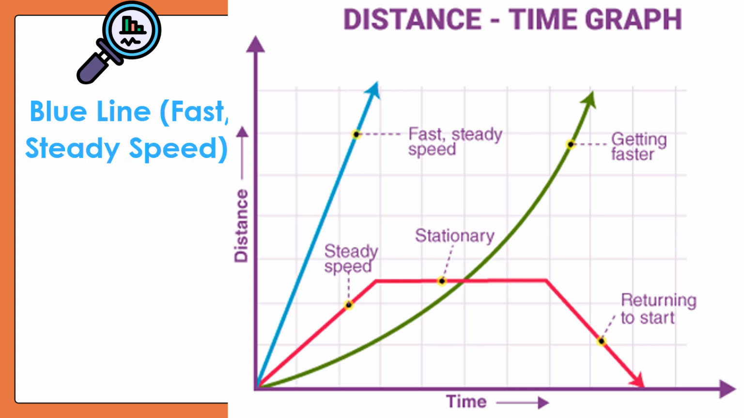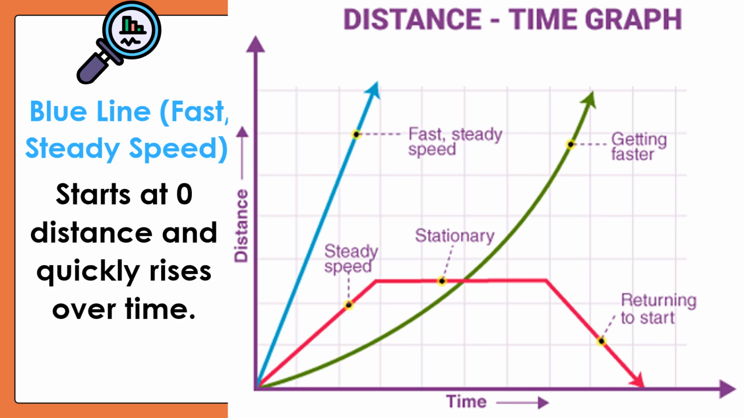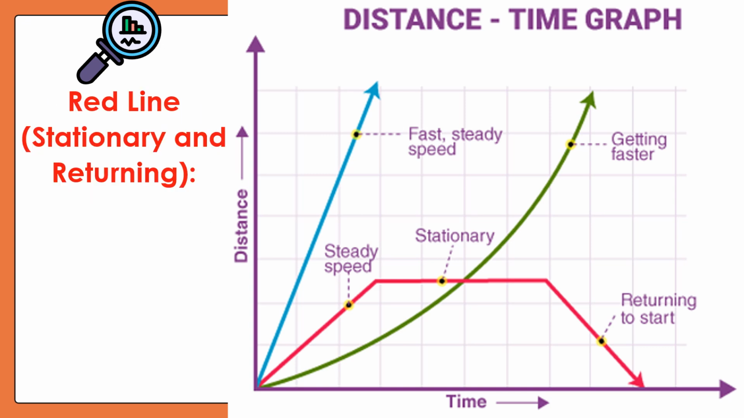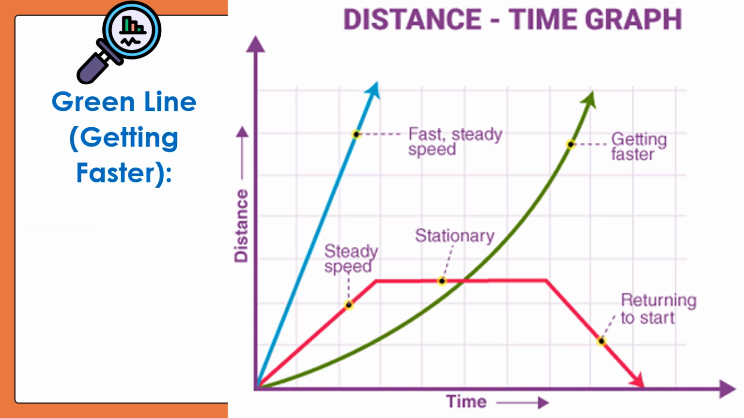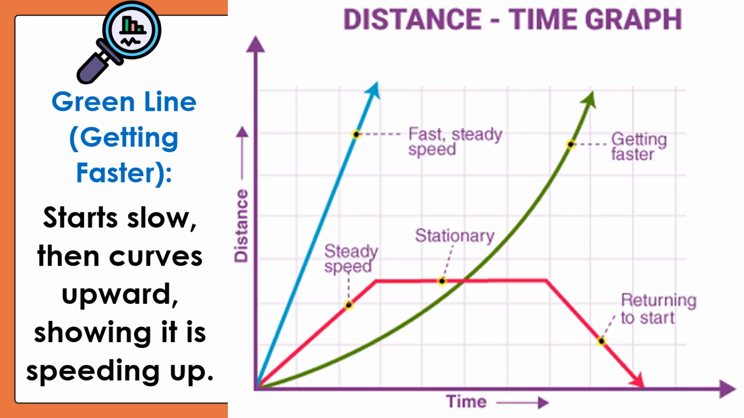Blue line is the fast, steady speed. Starts at 0 distance and quickly rises over time. Red line is the stationary and returning. Starts moving steadily, then becomes flat at 30 meters or stationary. Green line is getting faster. Starts slow, then curves upward, showing it is speeding up.